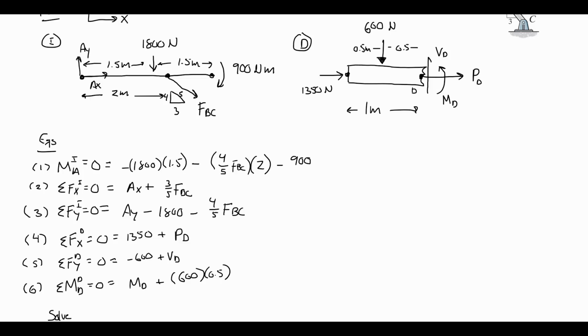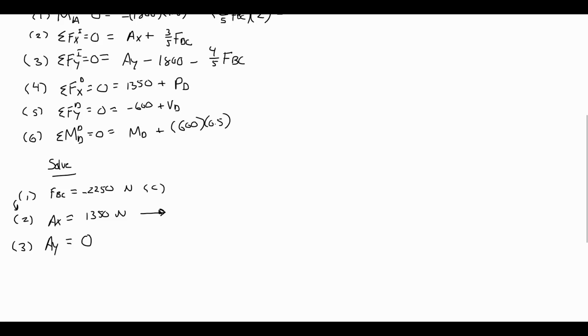Equations 4, 5, and 6 now are going to give me my internal loadings at point D, and they're going to be pretty easy to solve. In equation 4, the only unknown is P sub D, so I can solve for that, and that turns out to be a negative 1350 newtons. For internal normal forces, because we're always drawing them assuming tension, negative will mean it's in compression at that point, positive will mean it's in tension at that point. So at point D, we have a compressive internal normal force of 1350 newtons.